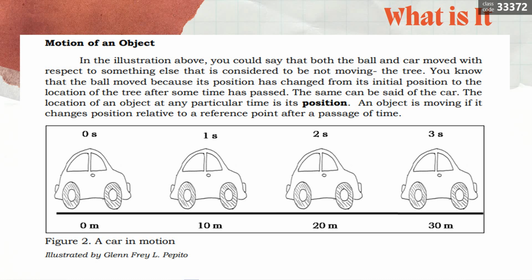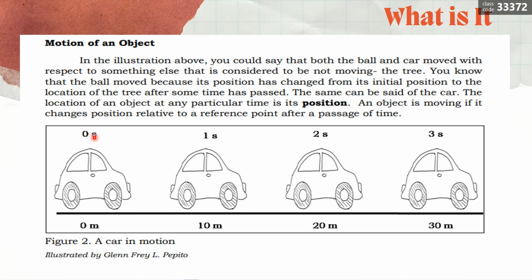The location of an object at any particular time is its position. An object is moving if it changes position relative to a reference point after a passage of time. So let's deal with the figure entitled A Car in Motion. As you can see, you are given the time above and the distance below.